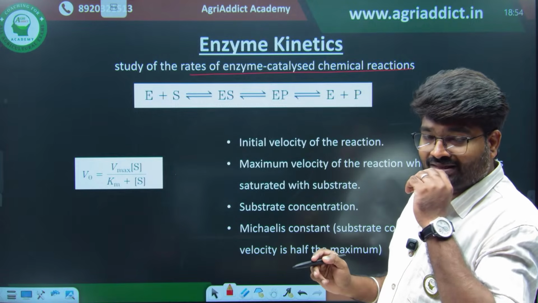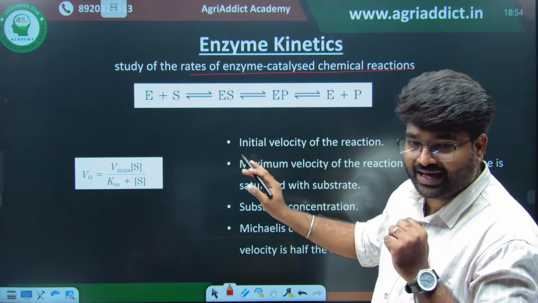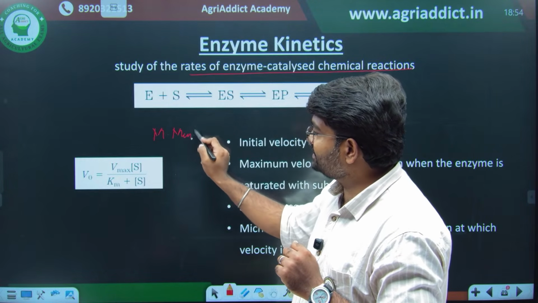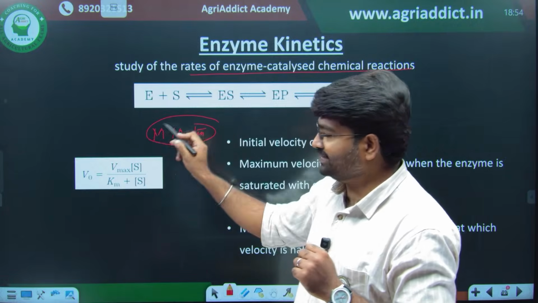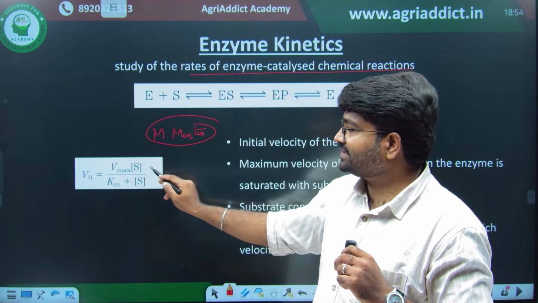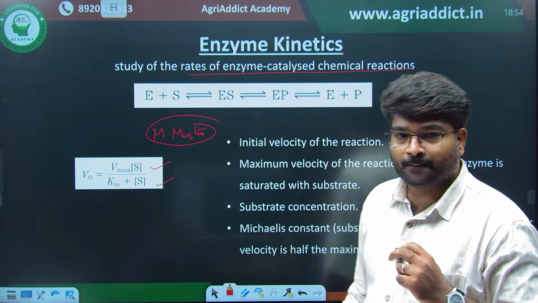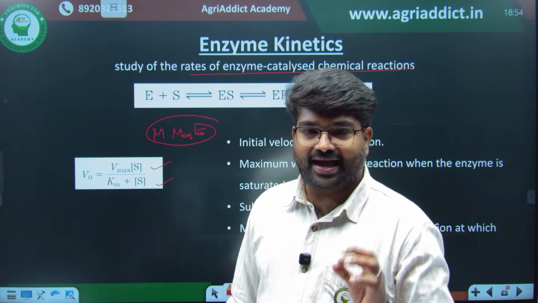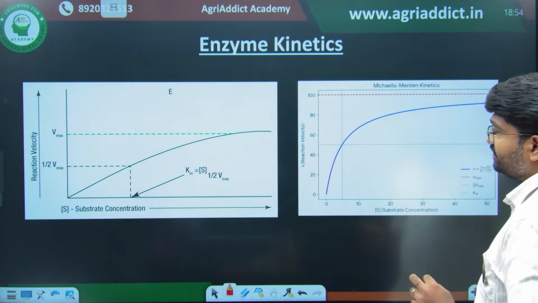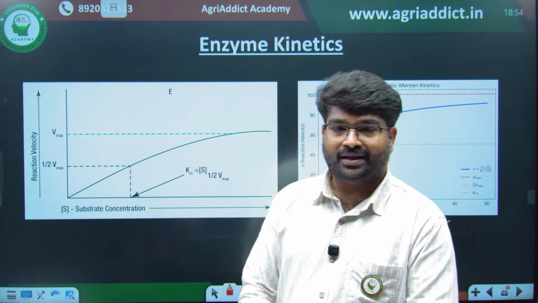This enzyme kinetics equation was given by whom? The equation was given by Michaelis and Menten. This is very important. The equation is V0 equal to Vmax times S divided by Km plus S. This is a repeated question. So the velocity of the enzyme can be determined by V0 equal to Vmax times S by Km plus S.